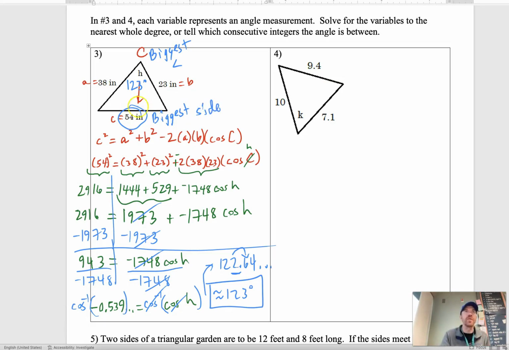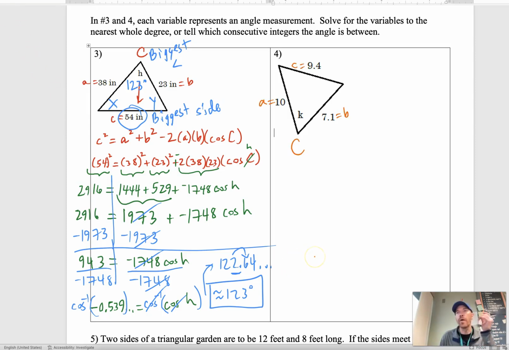If we had been solving for an angle opposite the 23 or the 38, and that came out to be a right angle or an obtuse angle, then I'd say that's not reasonable because the 38 inches is not the biggest side, so it shouldn't be opposite a 90-degree angle or an obtuse angle. Same thing with 23. But this is reasonable. It's hard to judge here. But all right, we'll keep going with number 4.